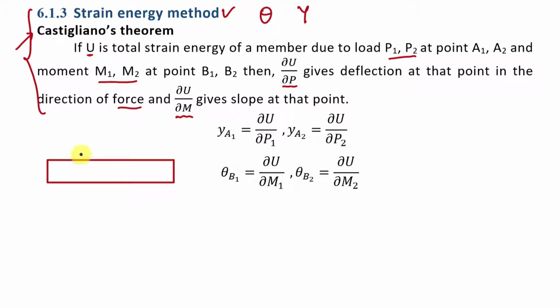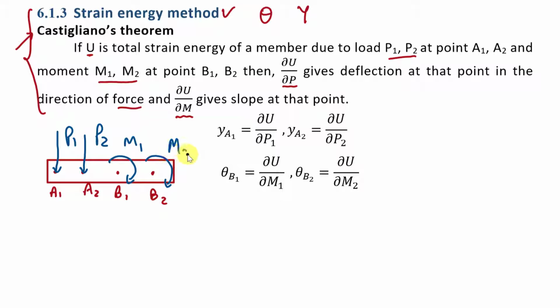Let's say we have this type of beam and here we have point A1, this point is A2, this point is B1 and this point is B2, on which we are going to apply loads P1 and P2 at points A1 and A2. So at point A1 we apply load P1, at point A2 we apply load P2, and here you can see that we apply moments M1 and M2 at points B1 and B2. That means at point B1 we apply a moment like this, M1, and here we apply a moment like this, that is M2.